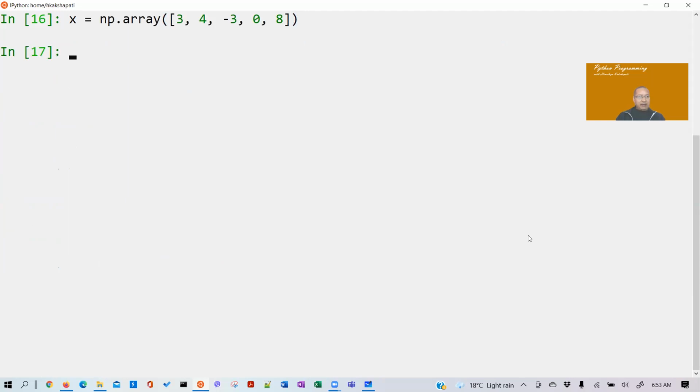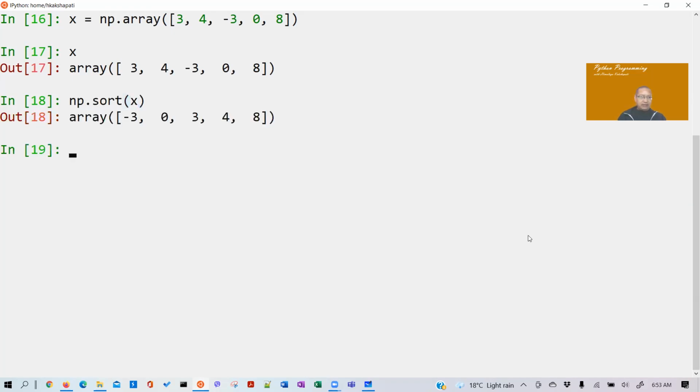All right, so this is my x. Here's my x, but I want to sort it. Very simple case of np.sort. You can do np.sort(x). See, now I get this sorted: minus 3, then 0, 3, 4 and 8. So np.sort, okay.